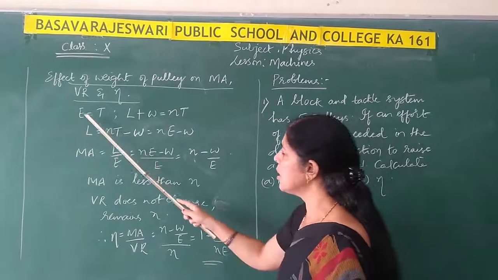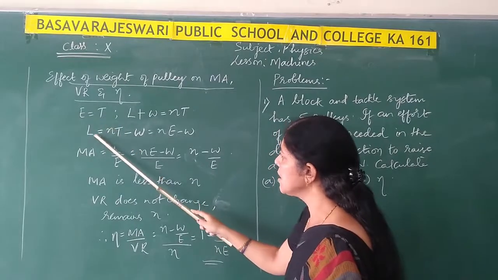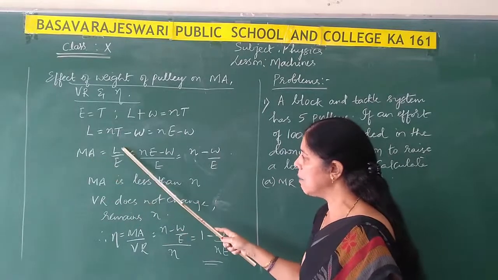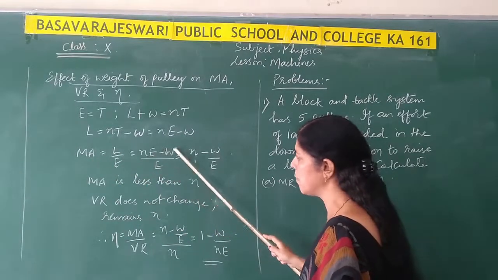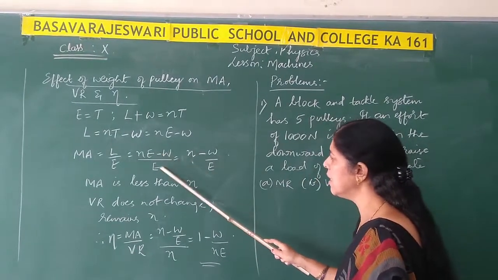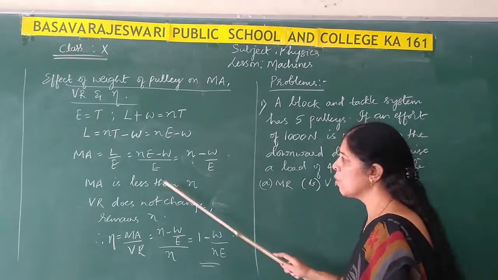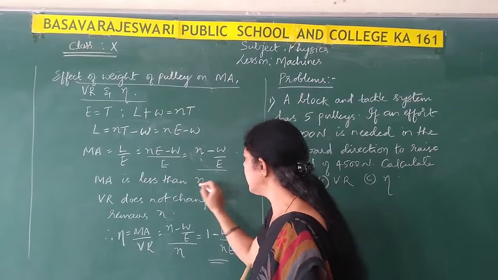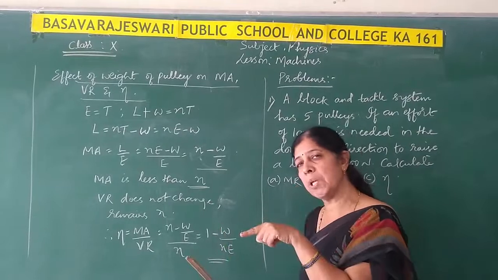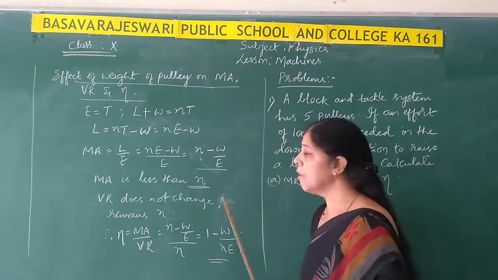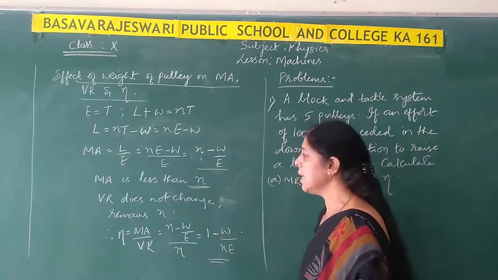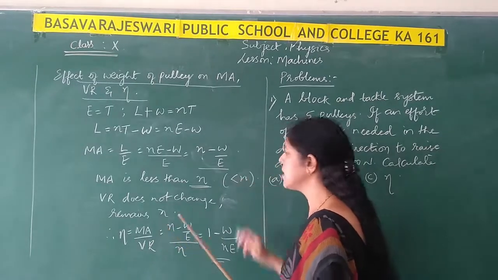Now, what is effort? Effort is T, and what is load? Load will be equal to NE - W. Now take the mechanical advantage formula: L/E = (NE - W)/E. This is equal to, E gets cancelled, N - W/E. So what we are observing, see here, mechanical advantage is less than N. If you take an ideal machine, then mechanical advantage will be equal to N, and it depends on the number of pulleys. When you consider the weight of the pulley, then the mechanical advantage is not N, it is less than N. Right? It is less than N.